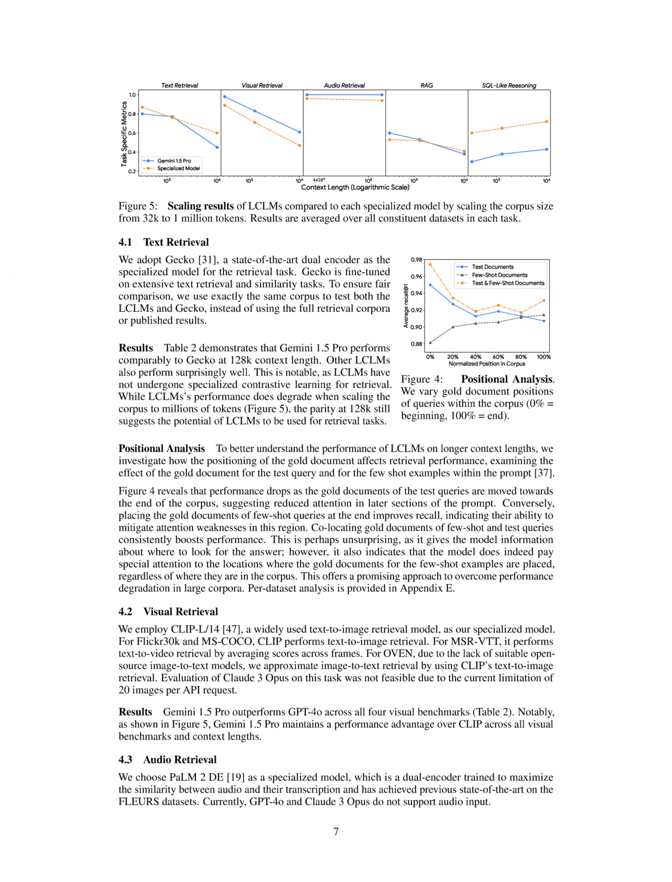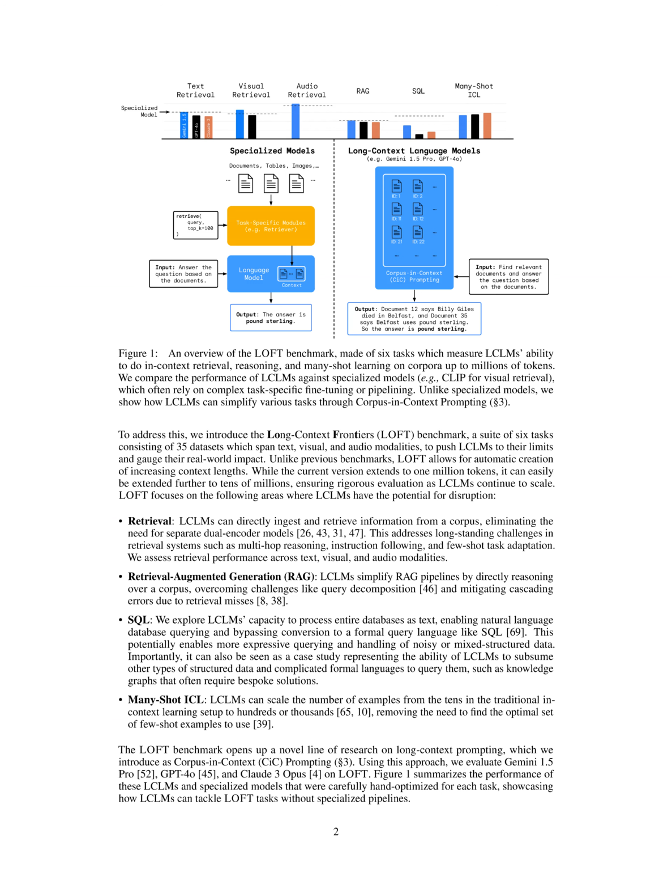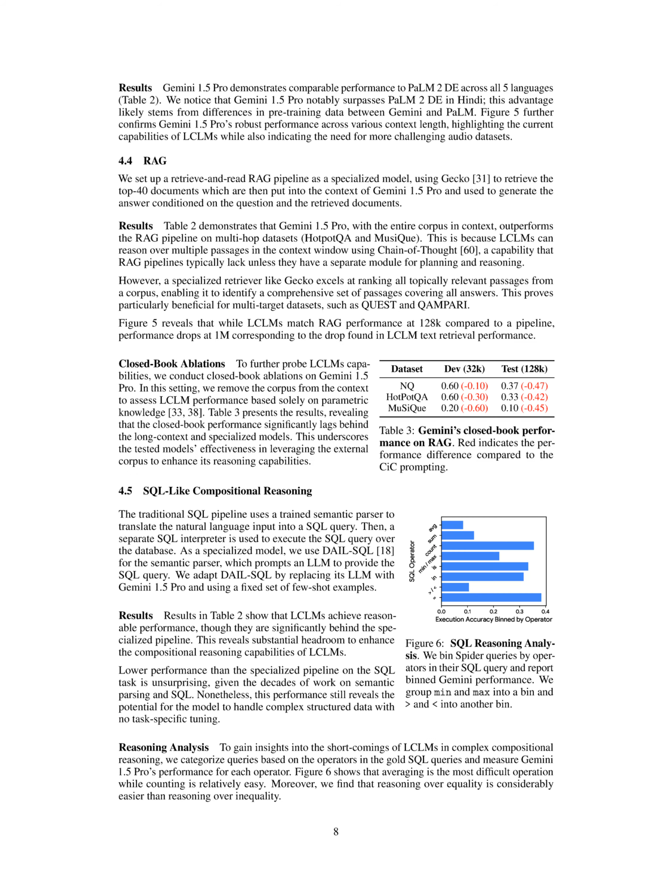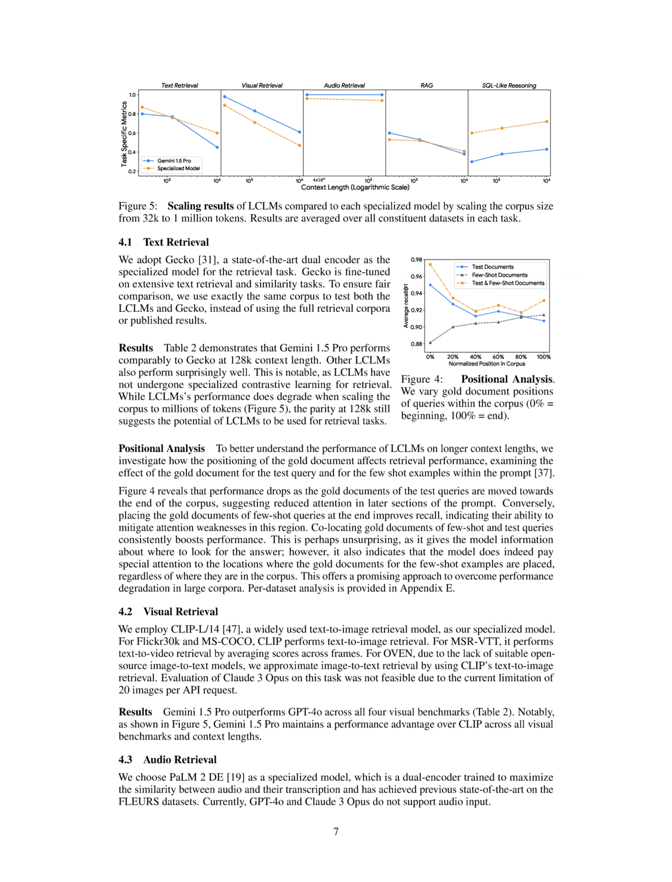4. In retrieval augmented generation (RAG) tasks, LCLMs like Gemini 1.5 Pro outperform RAG pipelines on multi-hop datasets, highlighting their ability to reason over multiple passages within the context window using techniques like chain-of-thought reasoning. 5. Closed-book ablations on Gemini 1.5 Pro reveal that removing the corpus from the context significantly lags behind the long context and specialized models, emphasizing the importance of leveraging external corpora for enhancing reasoning capabilities.